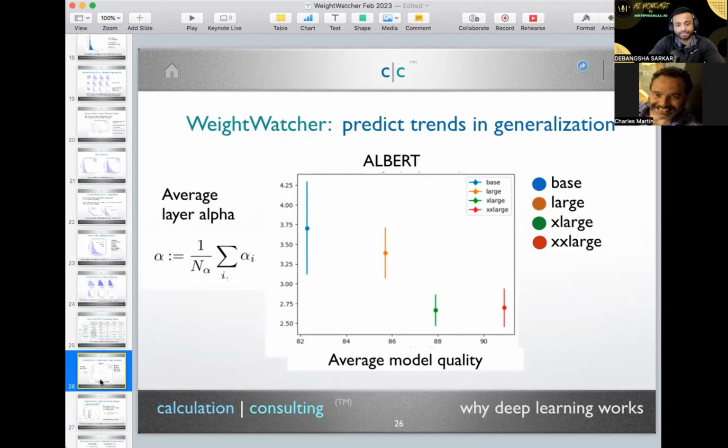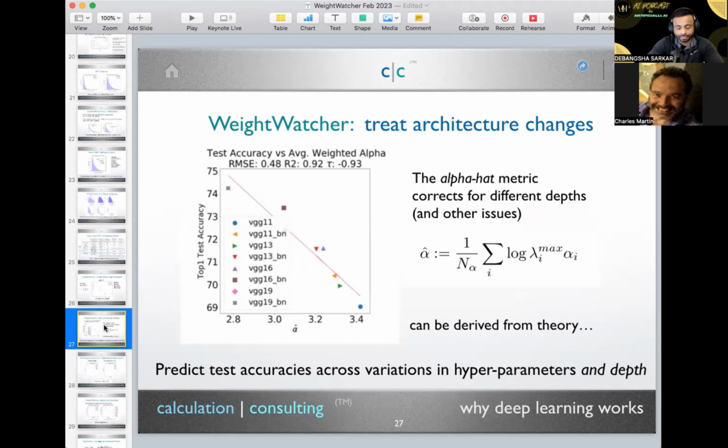Now, in the earlier papers, we were looking at models that change in depth, right? So when you look at VGG, you have to look at how they change in depth. Obviously the metric that correlates with quality is the depth, so that would be useless if you looked at just the depth. So you have to look at some average. But here it turns out for these models, the alpha doesn't work. You have to scale the alpha by the spectral norm. So you have to take a weighted average, which is sort of the log spectral norm, which is the maximum eigenvalue of the layer, times alpha. And then you get very good results.